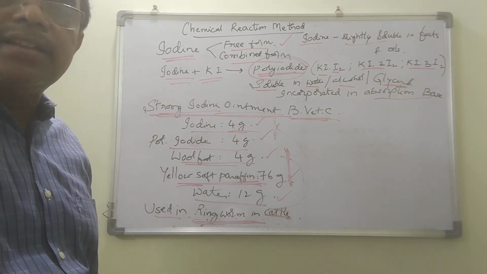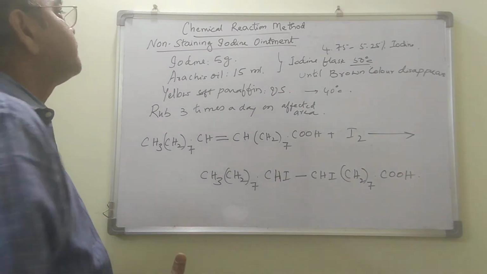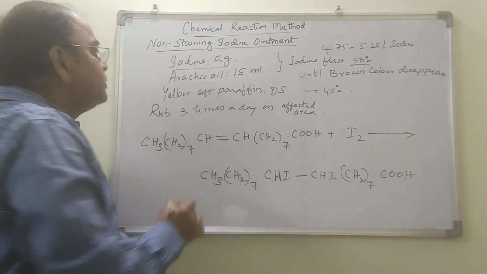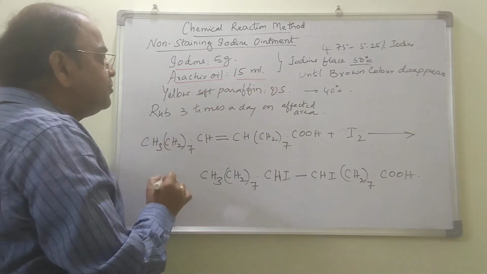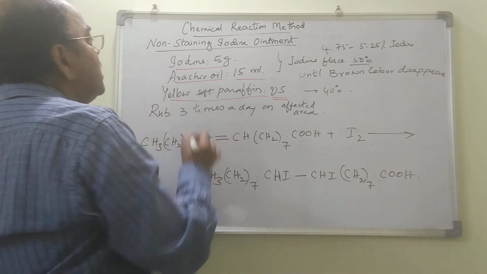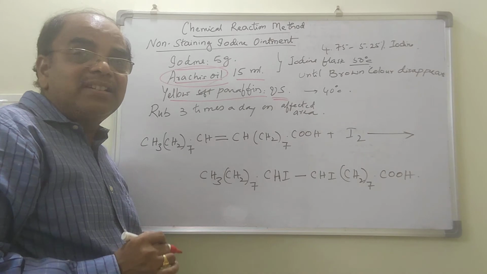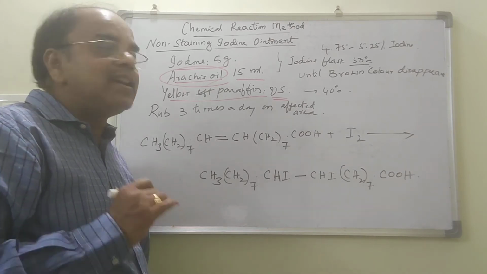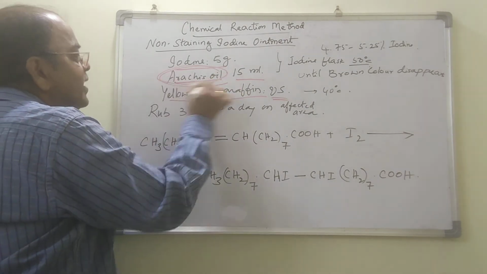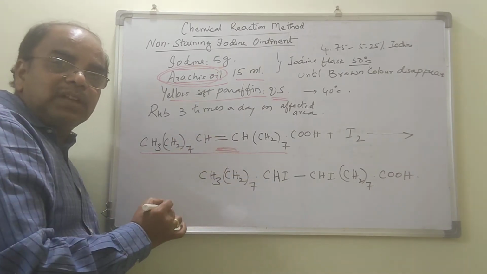Next one, non-staining iodine ointment preparation. It contains iodine 5 grams, Arachis oil 15 ml, yellow soft paraffin sufficient quantity. Okay. Now Arachis oil is having a lot of unsaturated fatty acids. Unsaturated fatty acids. What is happening here? Arachis oil is having the unsaturated fatty acid. Unsaturation is seen here. Okay.